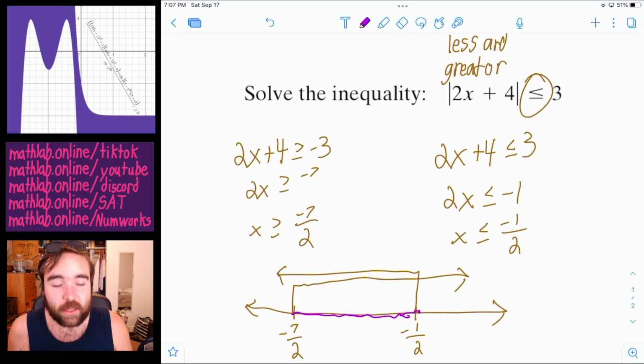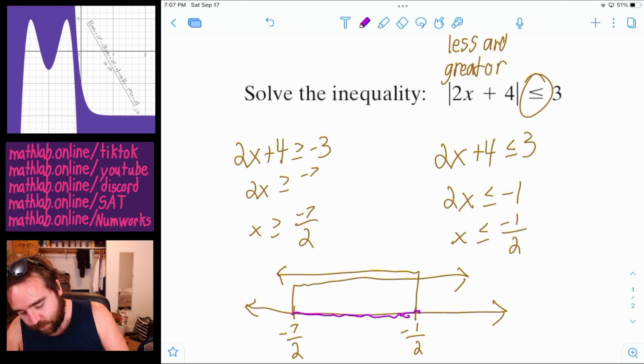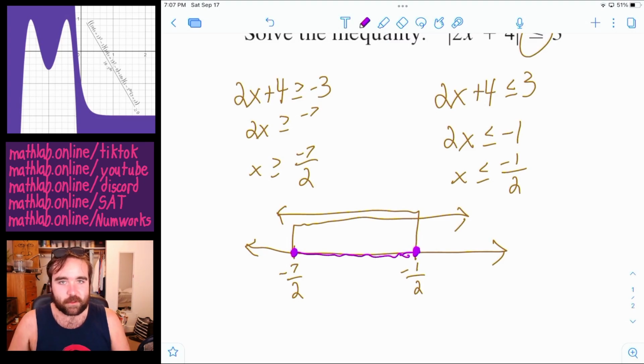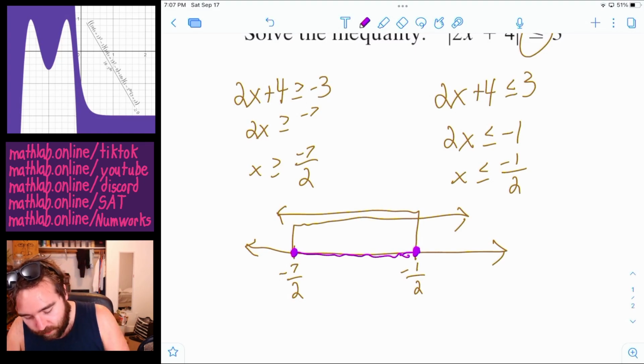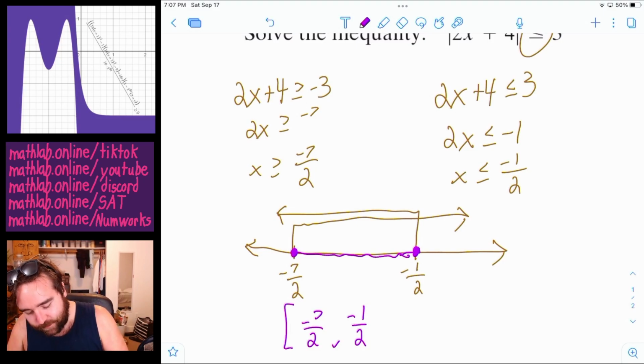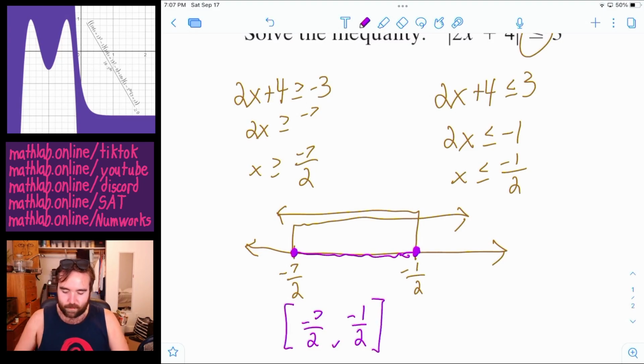And then there's an equal to sign. So when we're deciding open dot or closed dot, we want to do a closed dot to show that it is allowed to be equal to those two numbers. And then the last thing you might want to do is write it in interval notation. So what is this in interval notation? Well, you've got from negative 7 halves to negative 1 half. And it is allowed to be both of those things. So we'll put a bracket on it. So there we go. Interval notation, anything from negative 7 halves to negative 1 half.